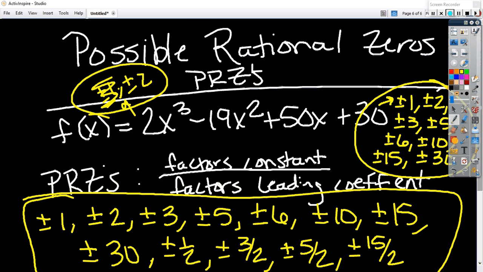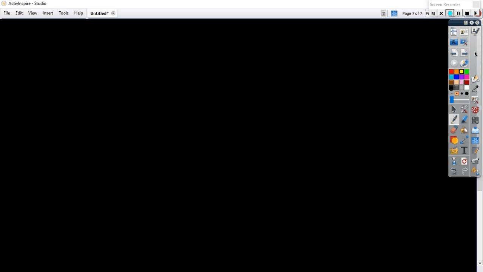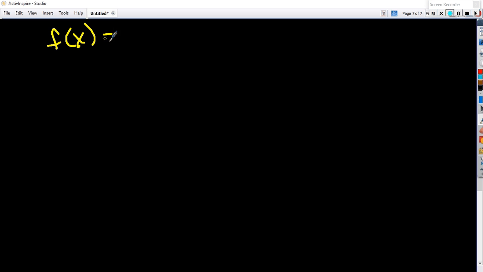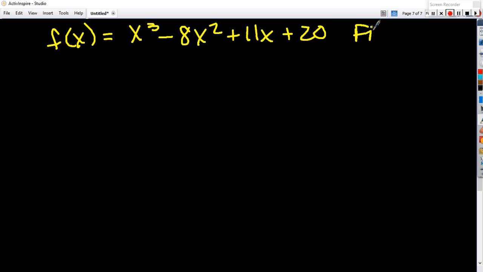This is a hard one as an introduction for me to show you how to test them. So I'm going to do another one to show you how to set it up and test it. A little bit easier one. What's the point of this? If you don't have a starting point, you can find all the zeros. Let's do this one: x to the third minus 8x squared plus 11x plus 20. All the directions tell me to do is find all zeros.